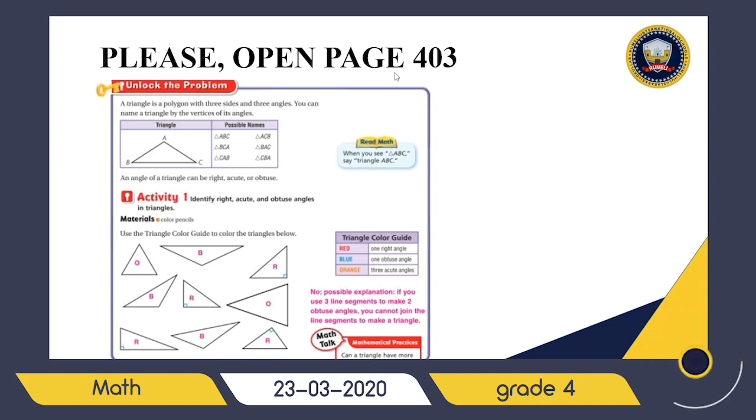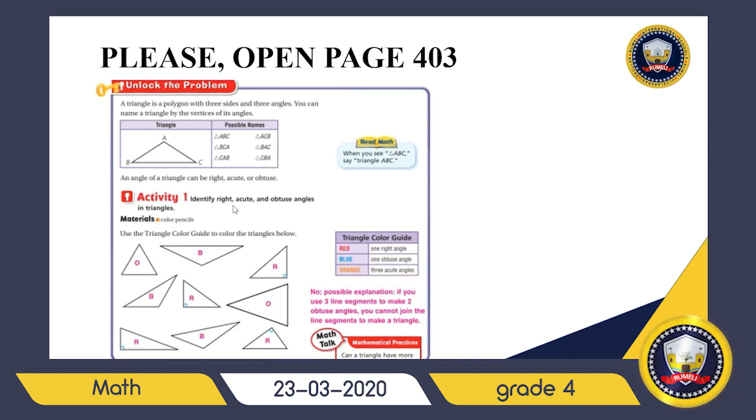Please open page 403. A triangle is a polygon with three sides and three angles. Remember, if it has three sides and three angles, it represents a triangle. How can you give a name for a triangle? You can use triangle ABC, triangle BCA, triangle CAB, triangle ACB, triangle BAC, or triangle CBA. You can switch their places.